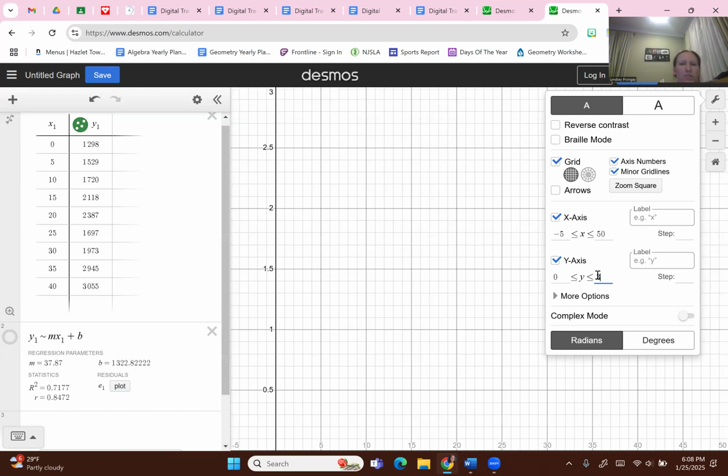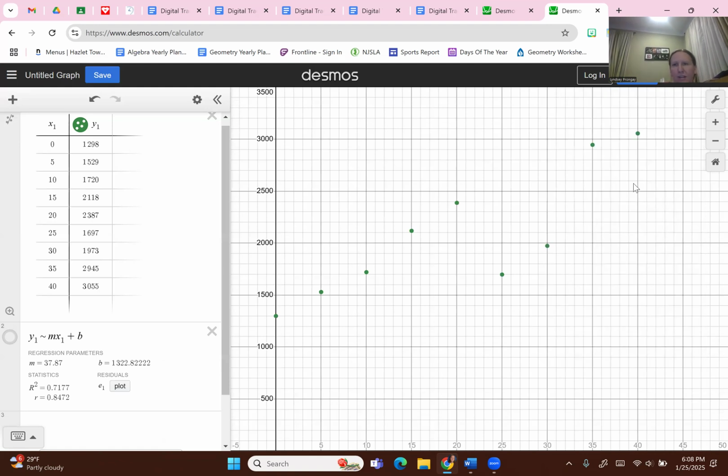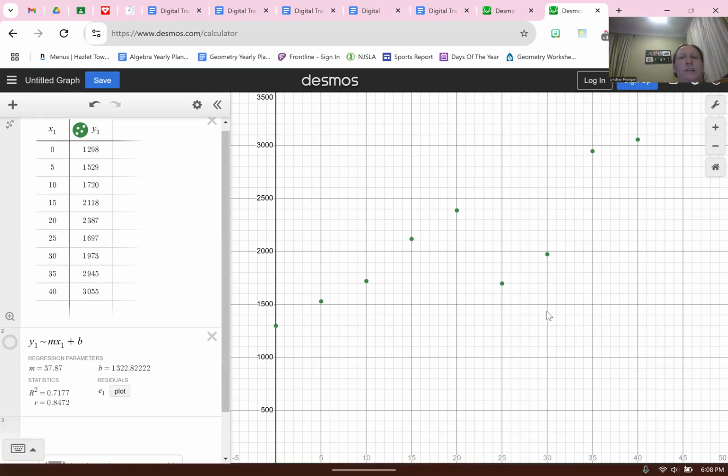So I'm going to say let's go to 3500. And now you can see the data points from the table because I have adjusted my min and max X and Y's to fit what's going on here. Okay, now on the left-hand side, on my other part, you can see I have typed in that linear regression.